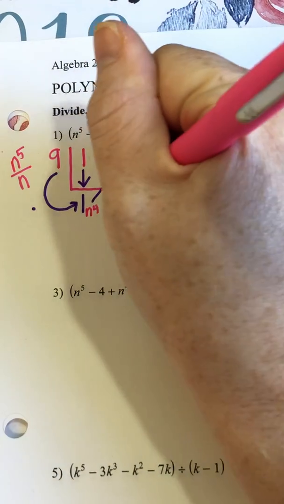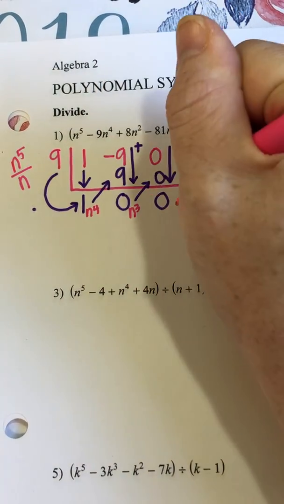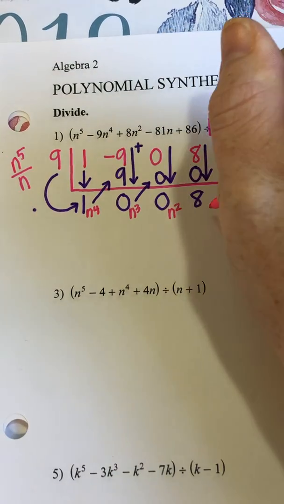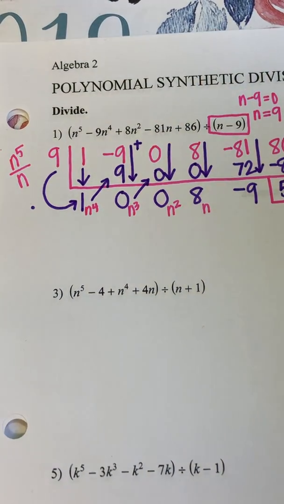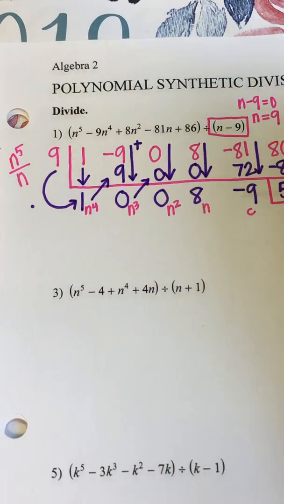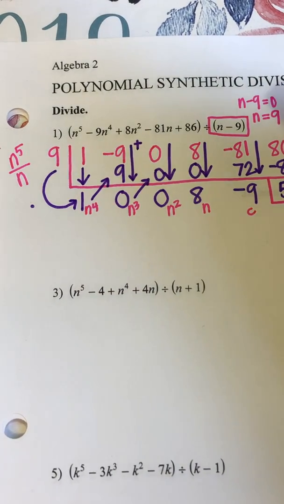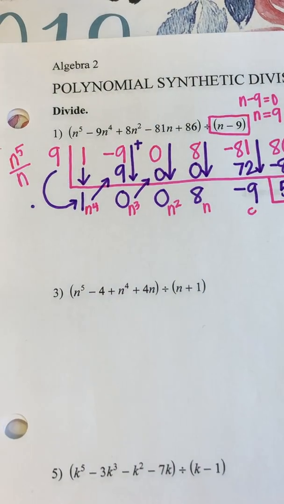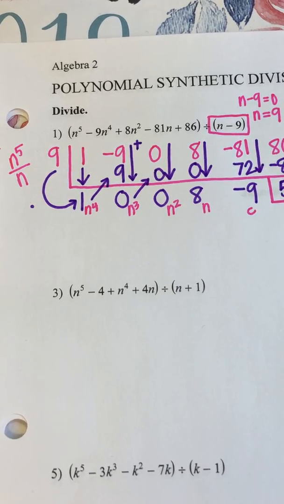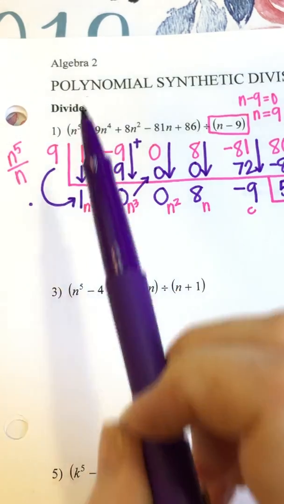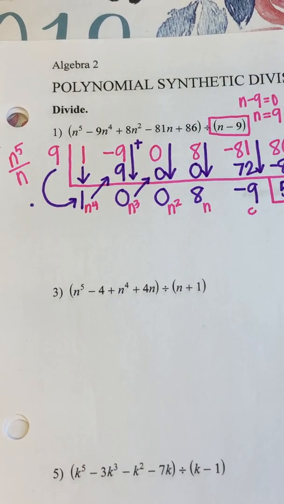So if I divide out n from n to the 5th, this is now going to be n to the 4th. This will be n to the 3rd, n squared, n. This will be my constant, and this number right here will be my remainder. So I'm basically just dropping my starting exponent by 1 power.